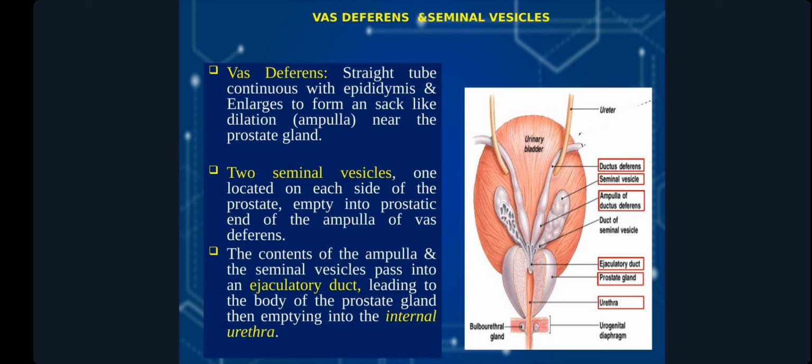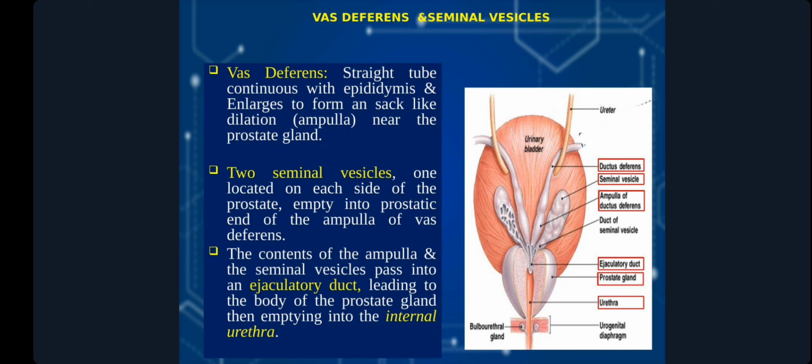Another part: sperm go out of the epididymis from the tail of epididymis and go to the vasa deferens. Vasa deferens is a straight tube that continues from the epididymis and enlarges to form a sac-like dilation at the posterior part of the bladder, named ampulla of vasa deferens. This part is the ampulla of vasa deferens.